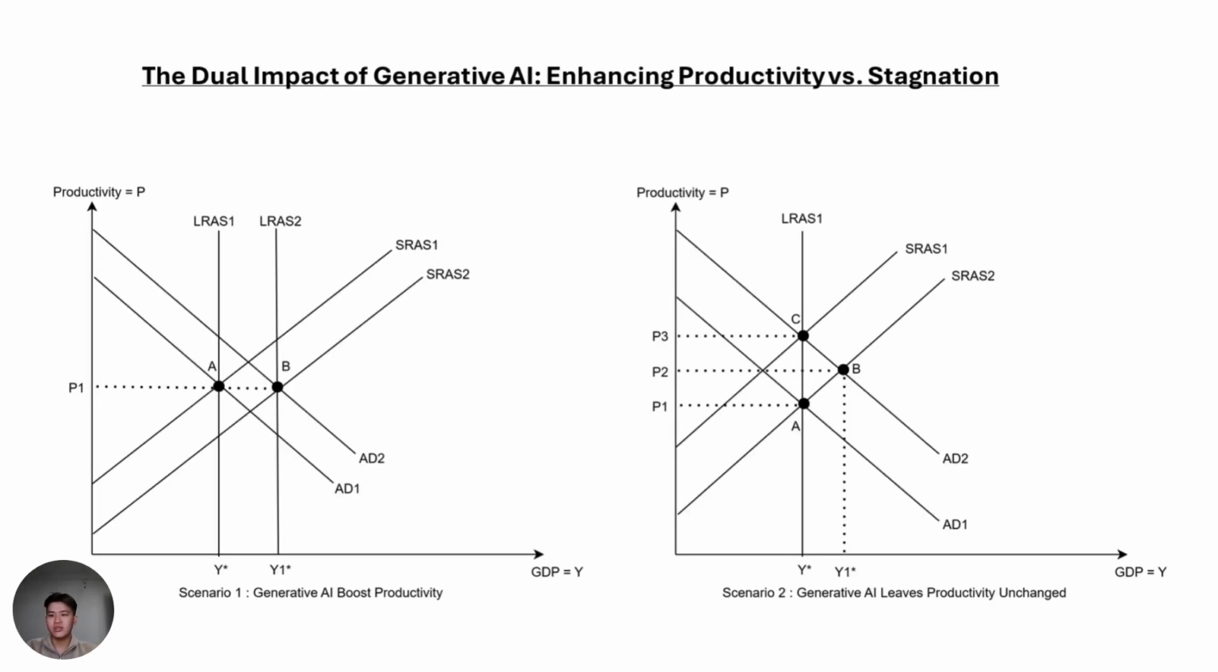Now, let's move on to analyze the dual effects of AI. In scenario 1, AI enhances productivity, leading to increased GDP. The economy starts at an equilibrium point A, where AD1 intersects SRAS1 at a price level P1, producing output Y*, which is the economy's initial level of GDP.